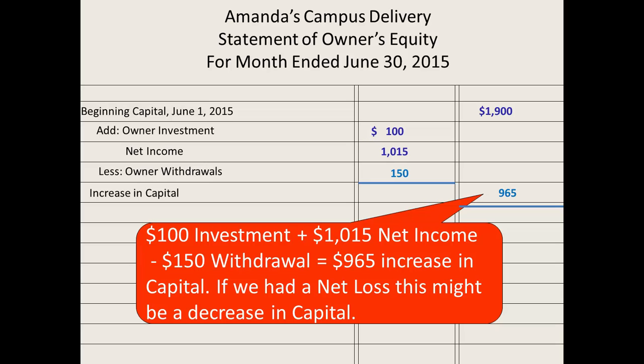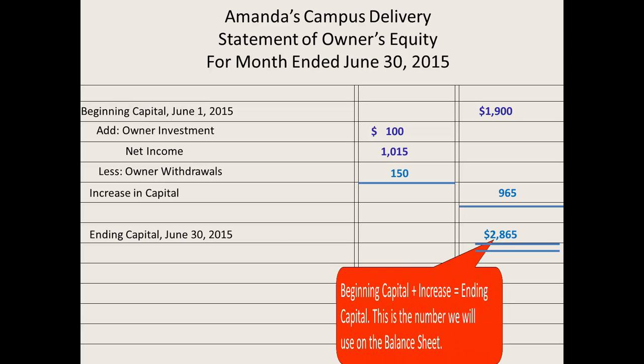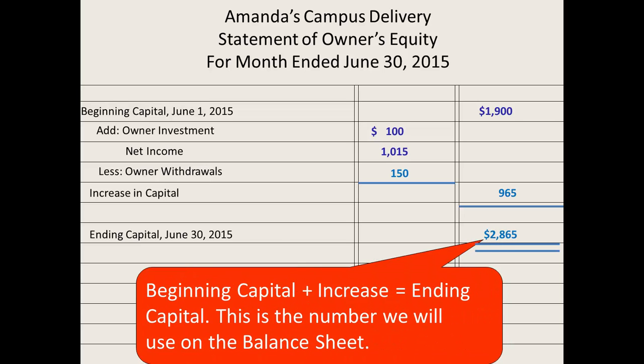I put it over in the total, the summary column, and that is underneath the 1900, and now I'm going to be adding it to the 1900, so I put a line underneath the 965. Here, I'm going to take the 1900 plus the 965, and I get $2,865. Over to the left, I'm going to put my label, ending capital.